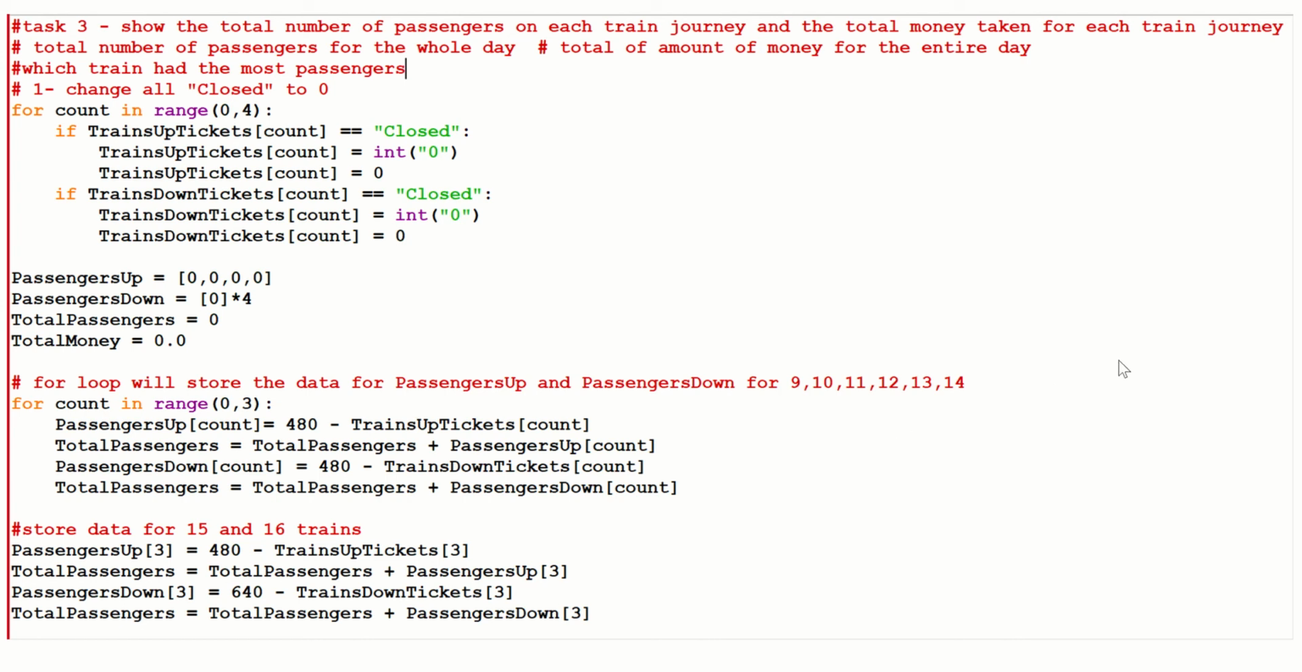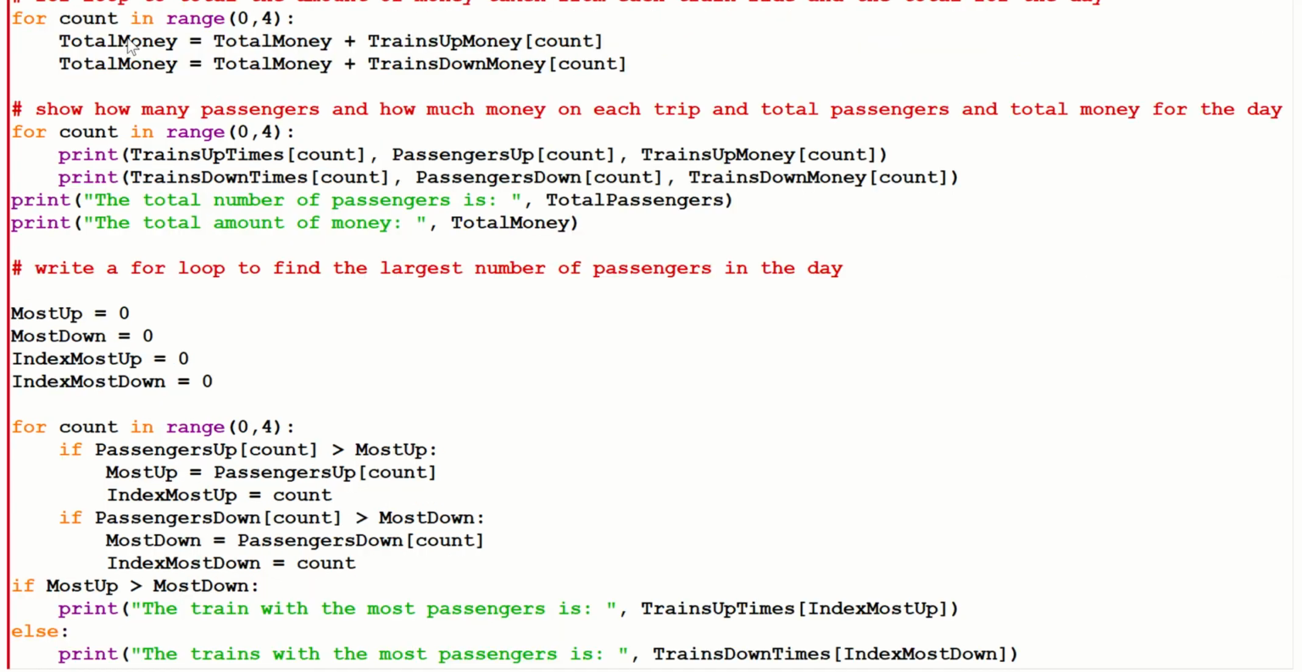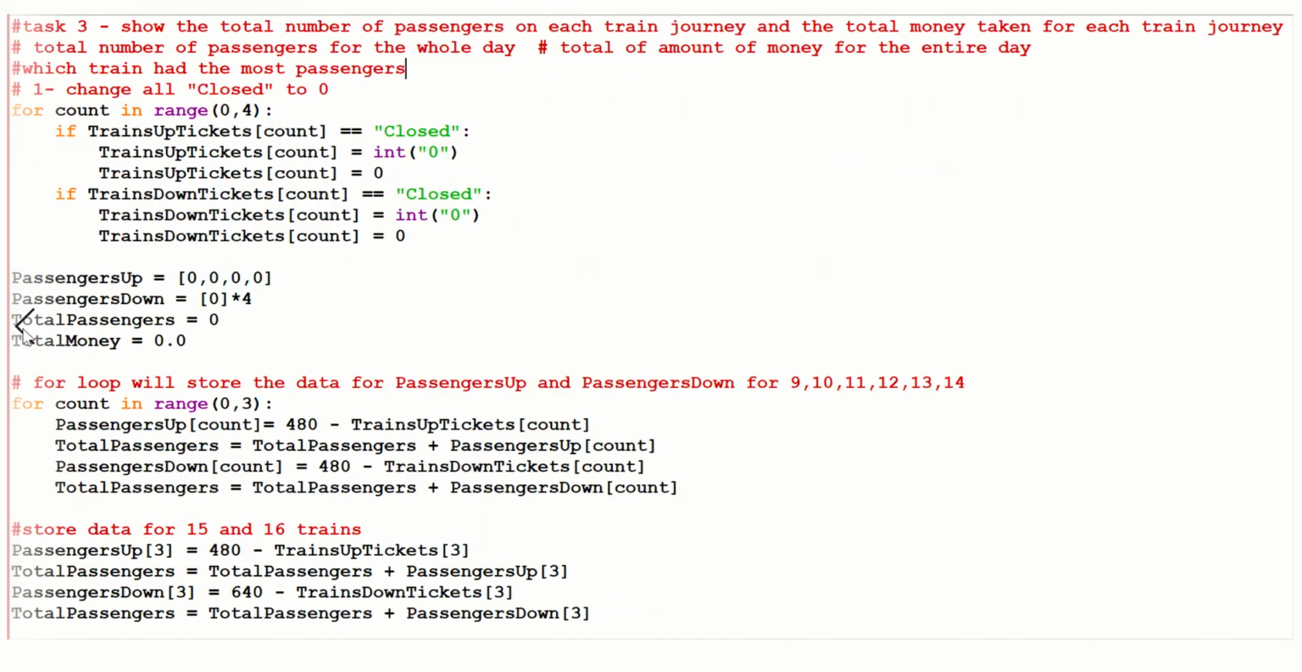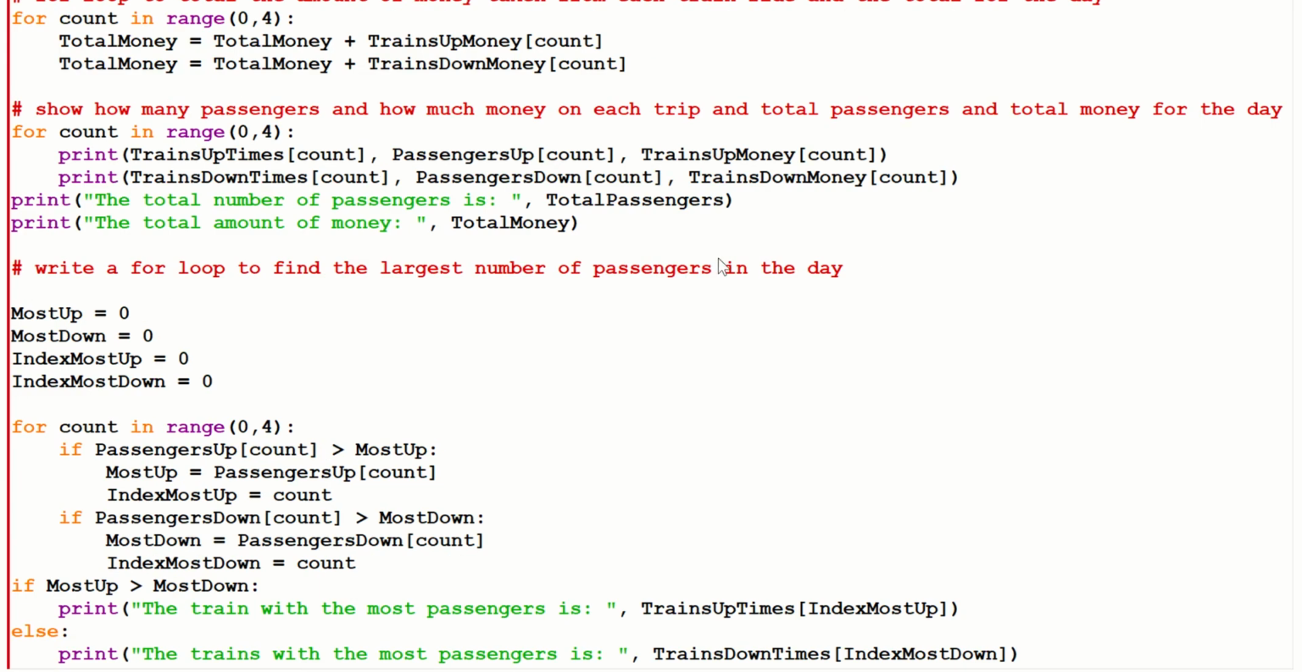So in the next page, count in range. Because look, I'll tell you why. It's displaying this separately. I mean, it's putting this array separately. I'll show you why. And it's putting total passengers separately. Look, passengers up to display over here. Passengers up. I'll show you.